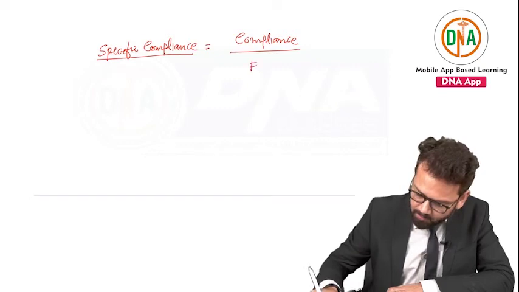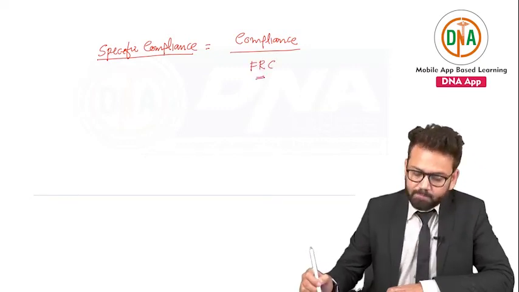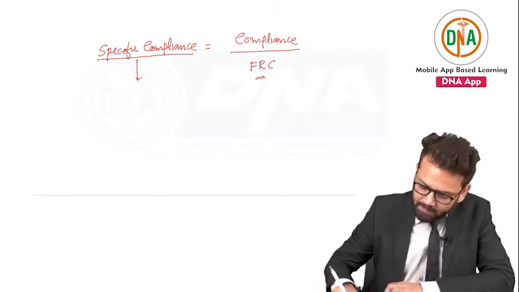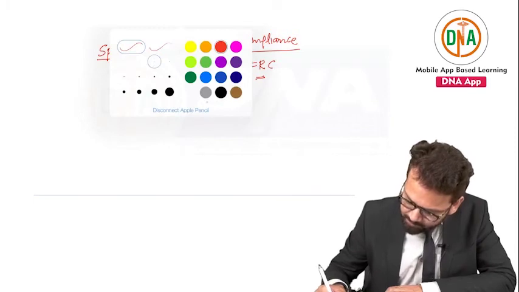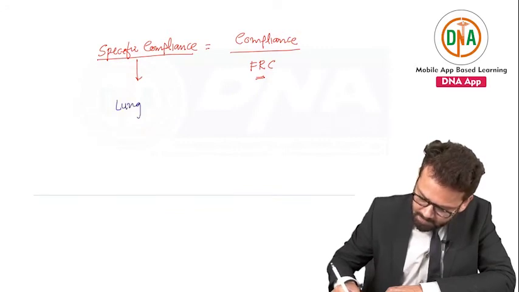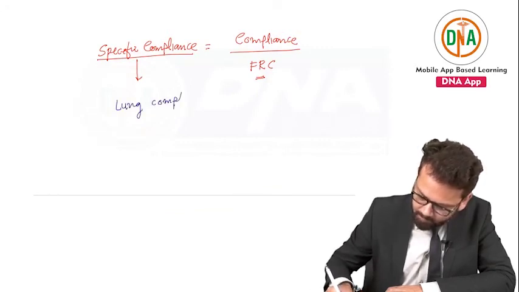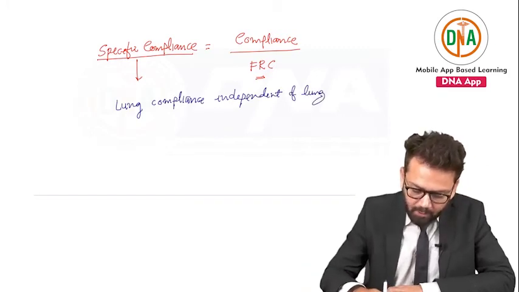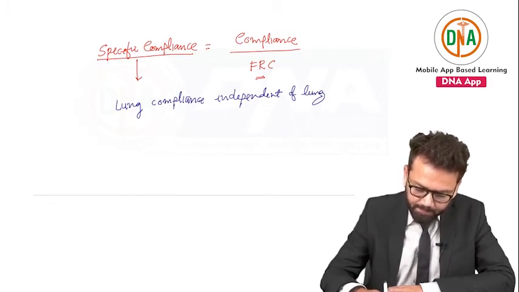So it will be compliance upon functional residual capacity, because compliance is more in a bigger lung. So this is lung compliance independent of lung size. This is called specific compliance.